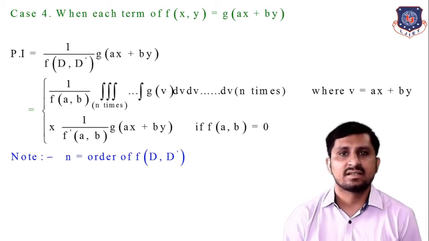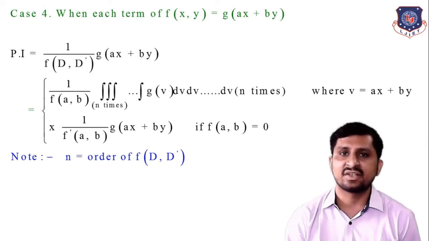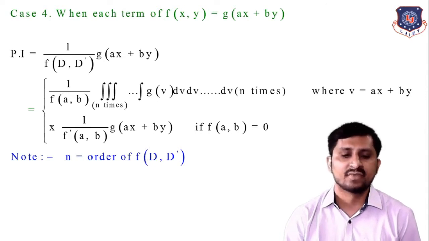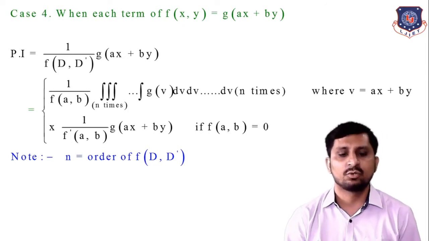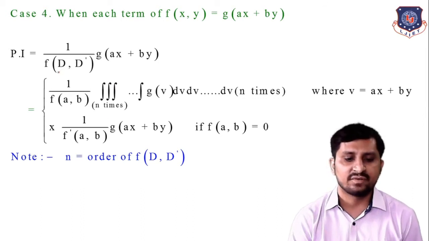Case 4 is, suppose your function f of xy is any function of ax plus by. So you can see that f of xy is g of ax plus by, any function of ax plus by. For that, you have to apply this rule. So 1 upon f of D, D dash into g of ax plus by, that is our particular integral. Try to understand the rule. First of all, 1 upon f of a, b. So instead of D, I can take a, and instead of D dash, I can take b.